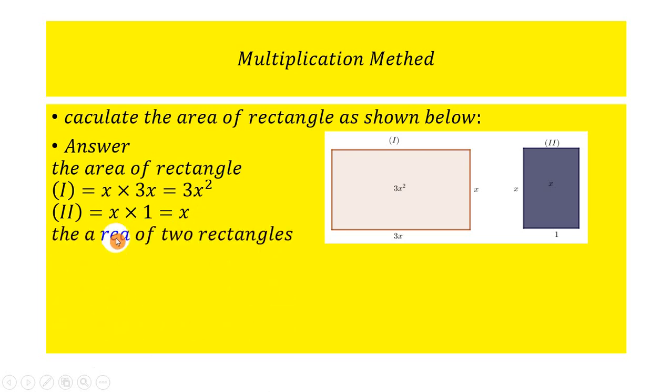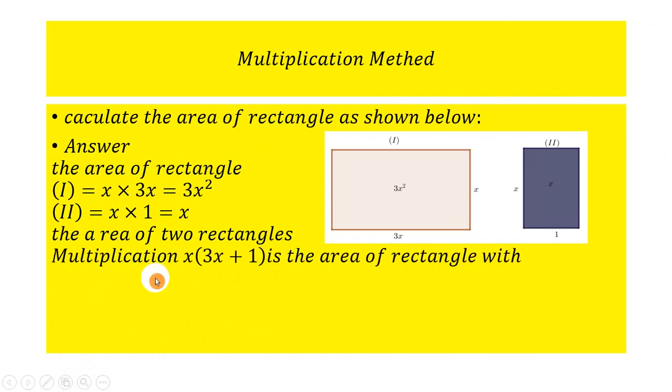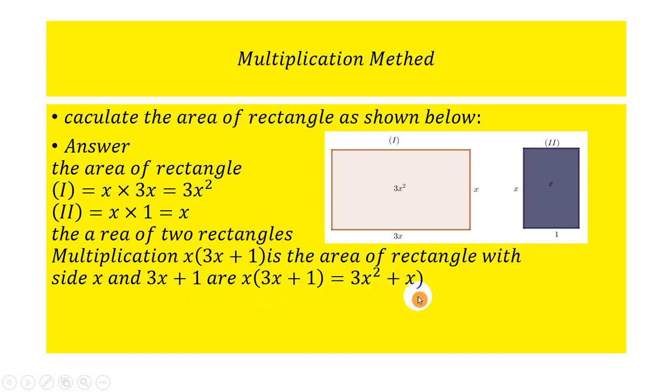The area of the two rectangles. How do we calculate the area of the two rectangles? We multiply h by the factor 3h plus 1, which is the area of the rectangle with sides h and 3h plus 1. h times 3h plus 1 is equal to 3h squared plus h. This is the answer for both rectangles.